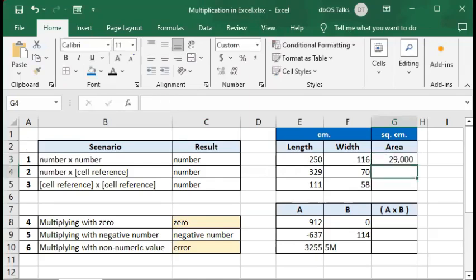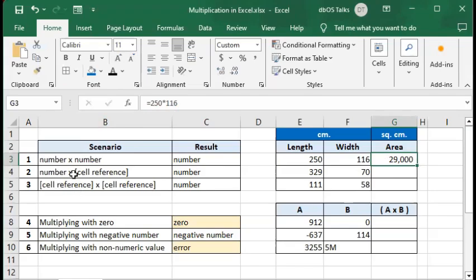Then I will just press my enter key. So you see the result, 29,000, but when you navigate to that cell and go to your formula bar, you will see the formula equals 250 times 116. Again, the operator for multiplication is not the letter x, but an asterisk. So this is the first scenario, number times number, and it results in a number, which is shown here.